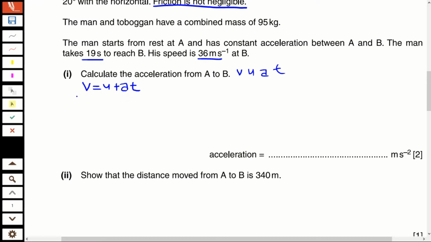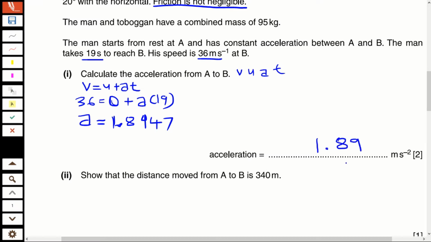So we plug everything we know in. Final speed, initial speed 0, plus the acceleration we're trying to find, and 19 seconds. So you find your acceleration, you should get about, plugging into the calculator, I got 1.8947. That is a lot of decimals. I just like to write them all out, but in the final answer, I'll just round them off to either 2 or 3 significant figures. So I'll just have 1.89 meters per second squared. This is me rounding off to 3 SF.